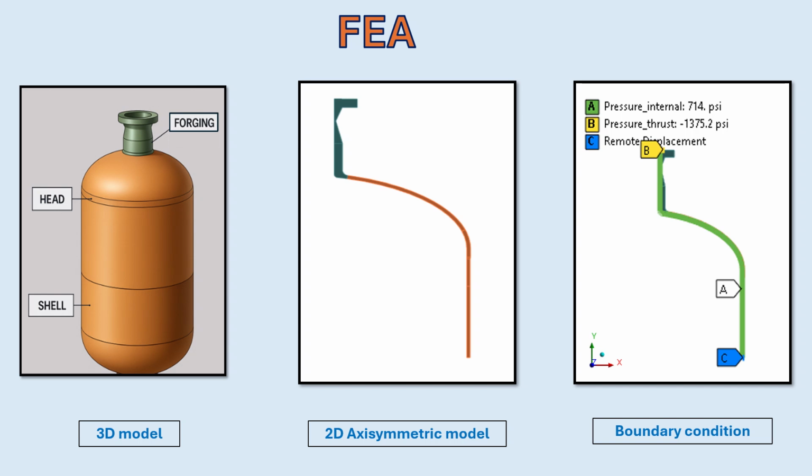We reuse the same finite element model developed earlier in example 5.2.1, a 2D axisymmetric model with internal pressure of 714 psi applied. Boundary conditions are the same as before, with constraints that allow the vessel to expand realistically.